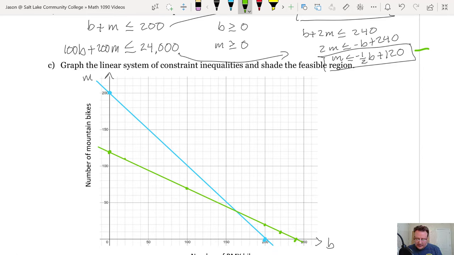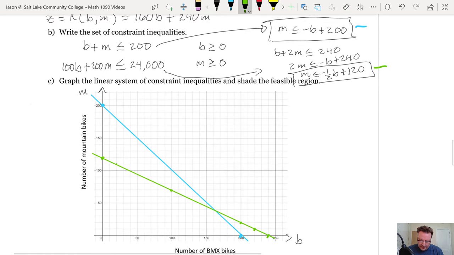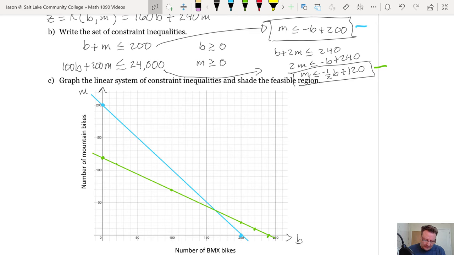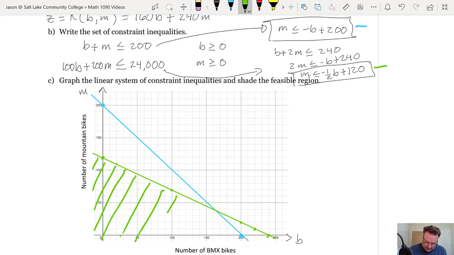Okay, and since both of these are less than or equal to inequalities, I want the region below the line. So let me shade this one with some green cross-hatching here below the line. You could also check a test point like the origin, and you'll see the origin satisfies both of these inequalities because 0 is less than or equal to 200 and 0 is less than 120. And if I shade for the other region, I get this.